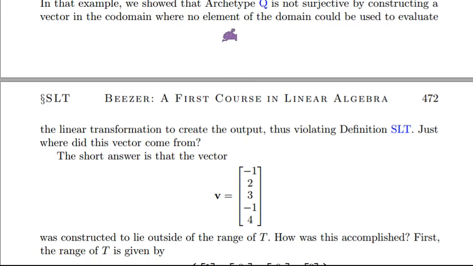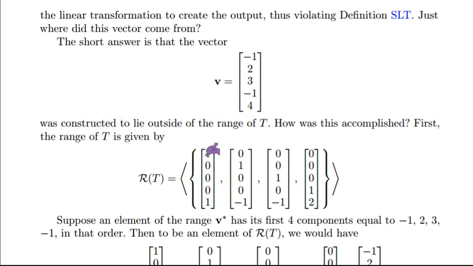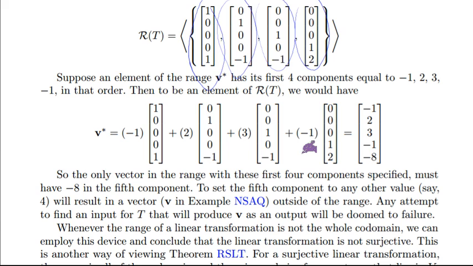Let's look at another case which is non-surjective. The way to construct something that's non-surjective is to find a linear transformation whose range vectors don't span the entire space, and then choose another vector that's not in there. So how do you choose a vector that's not in the span of a set of vectors? How can I find a vector that's not in the span of these four vectors?